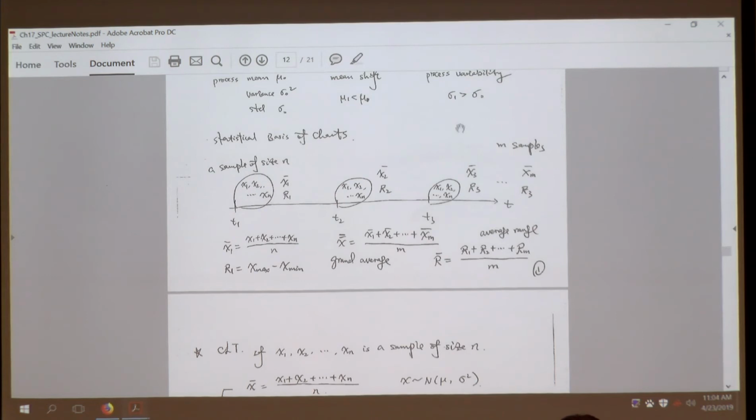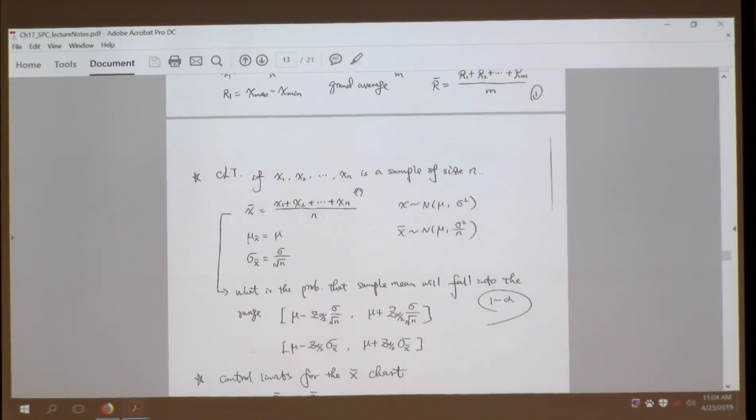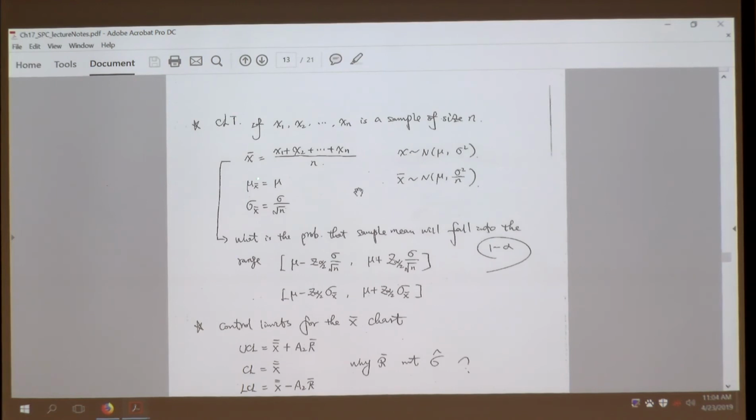Then, for the first sample, we're taking the average. If we are going to take the average, we have the central limit theorem. If x1, x2, xn is a sample of size n, now we get x bar. This is a distribution of x bar. So this is the central limit theorem. X is normally distributed with mu and sigma square. X bar will be normally distributed with mu and sigma square over n. The variability is getting smaller because you are taking the average. Make sense?